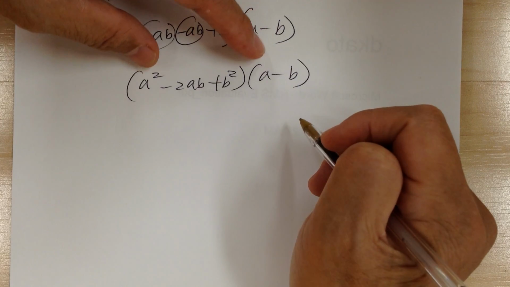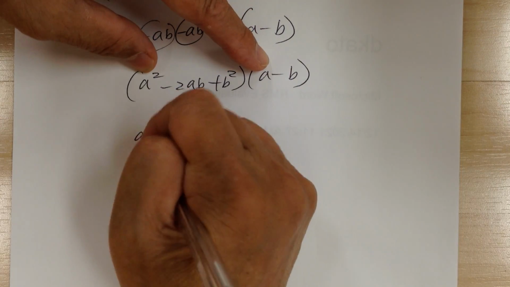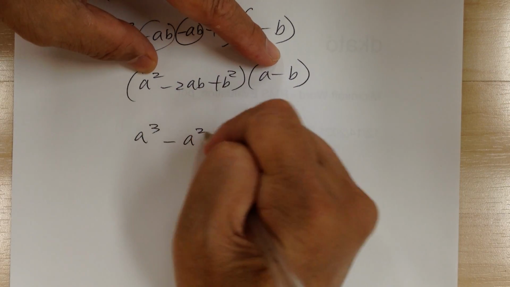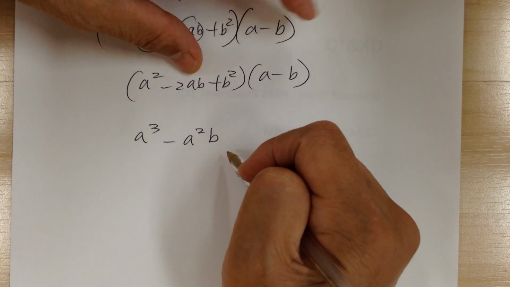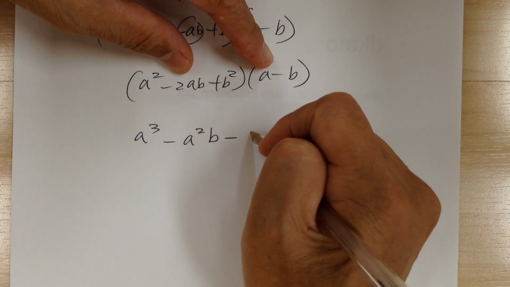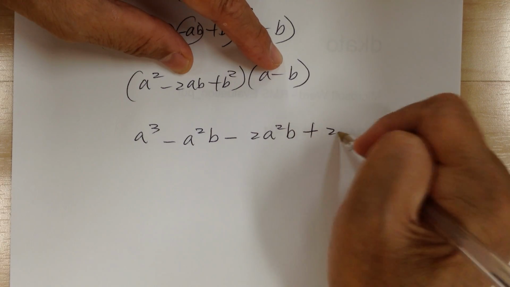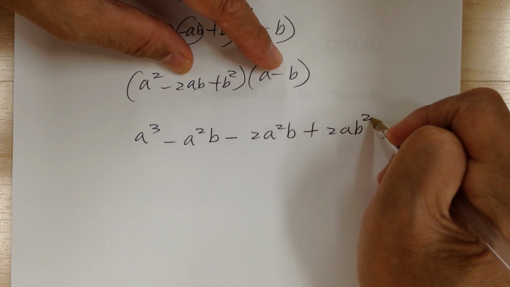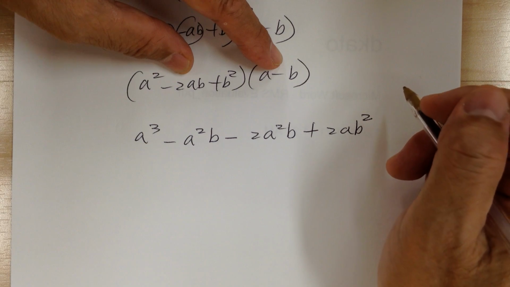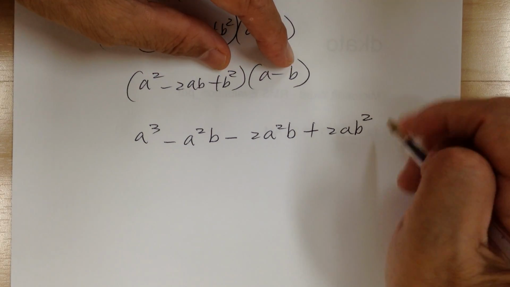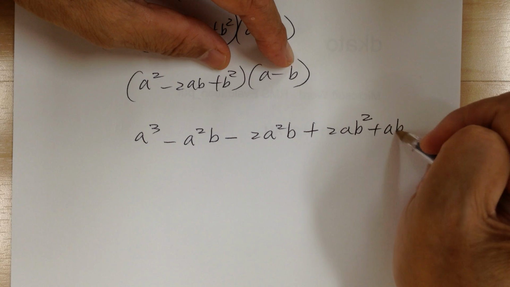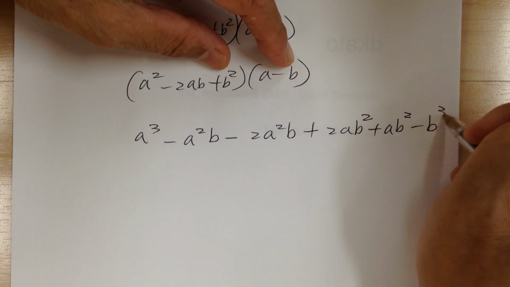Then after that, let's distribute. So this would be a to the 3 minus a squared b. I'm done with this one, so go to the next one. So minus 2a squared b plus 2ab squared. And I'm done with this one, so now go to the next one. So it'll be plus ab squared minus b cubed.